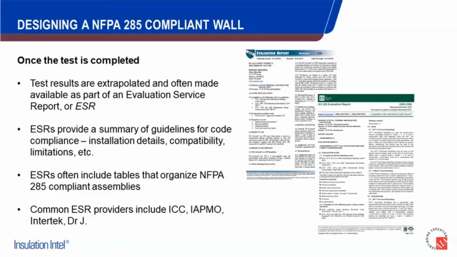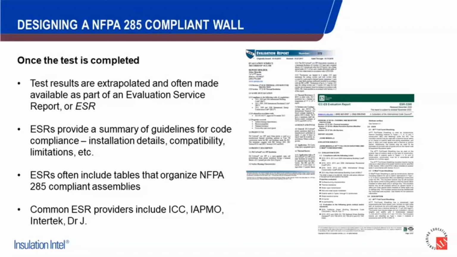ESRs often include all types of information, not just specific to NFPA 285. It's usually a whole bunch of really good information, summarizing how that product is compliant per building code. Essentially, it's an executive summary of what limitations, detailing, et cetera might be required to use that product in relation to various codes you need to comply with, both residential and commercial. Usually it's a summarized table, which we'll look at in a second. Common ESR providers are ICC, IAPMO, Intertek, and Dr. J. I'm sure there's more out there, but I would say those are probably four of the biggest ones used by the industry.